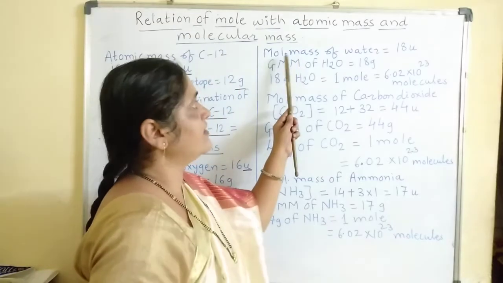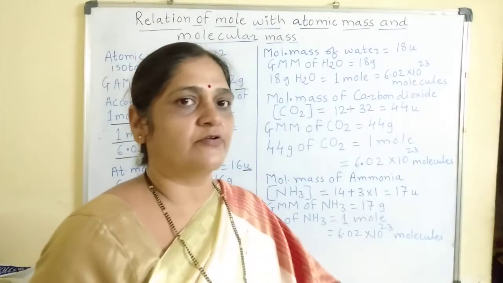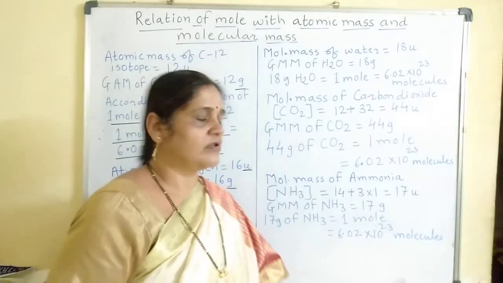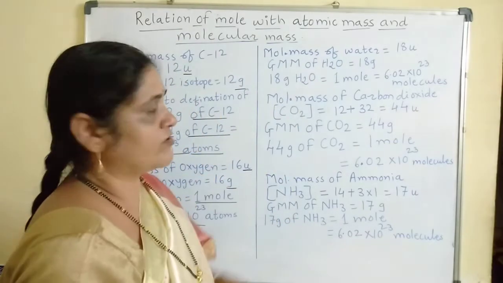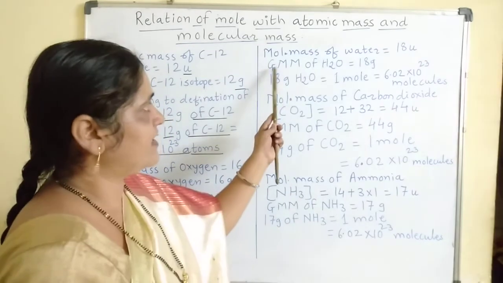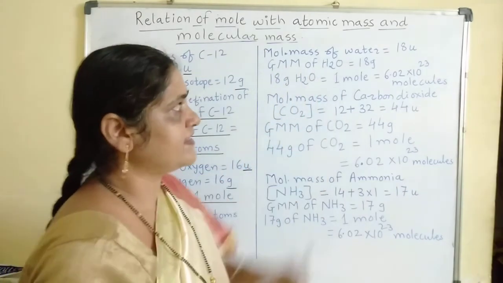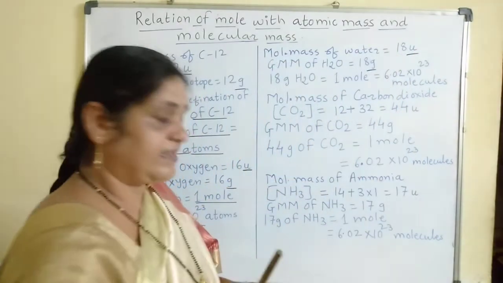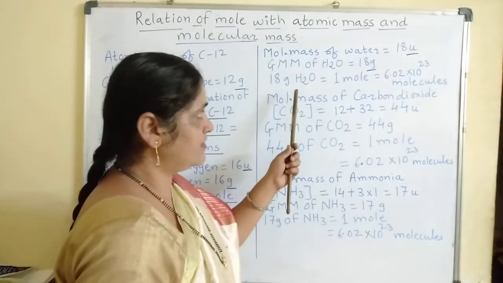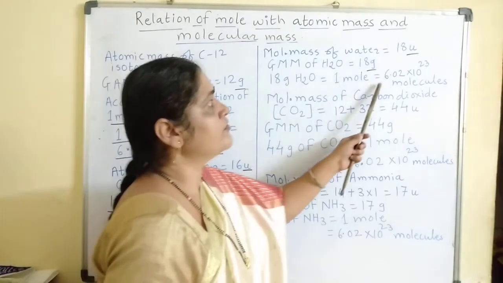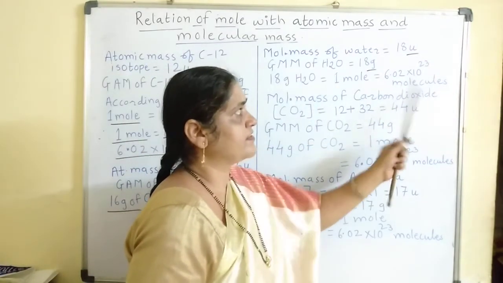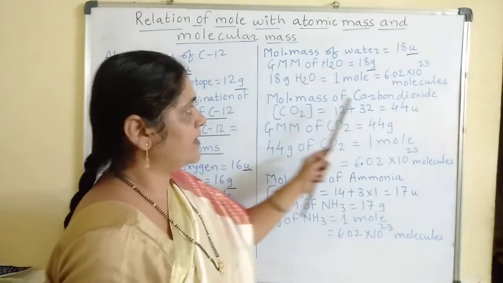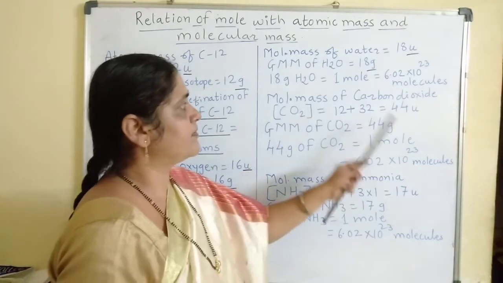Now we will see molecular mass, and how the gram molecular mass relates to 1 mole. The molecular mass of water is 18 u. If it is expressed in gram, then the gram molecular mass of water is 18 gram. So here u is replaced with g. Now 18 gram of water is equal to 1 mole and is equal to 6.02 × 10^23 molecules. Similarly, let us check carbon dioxide.